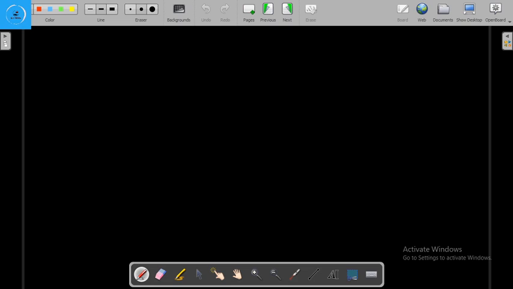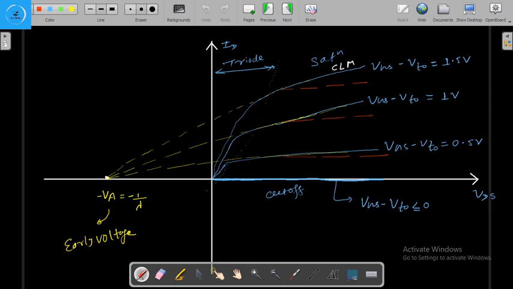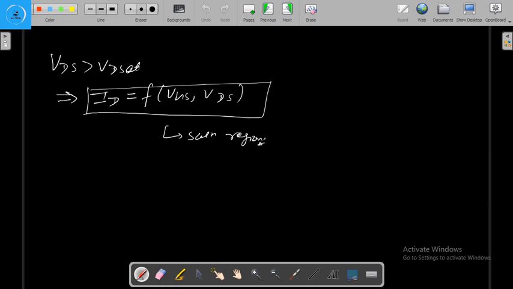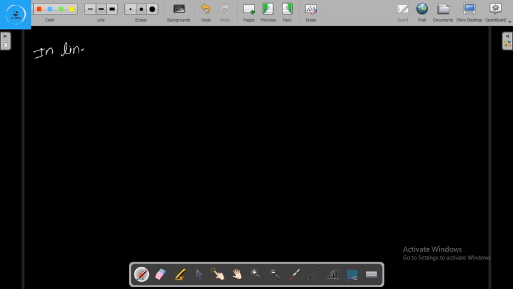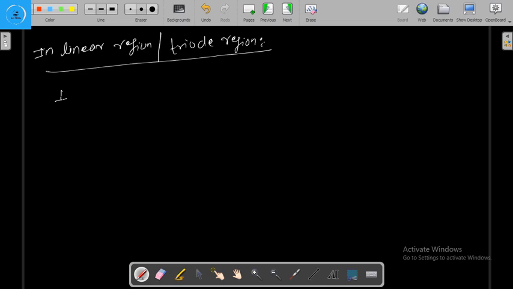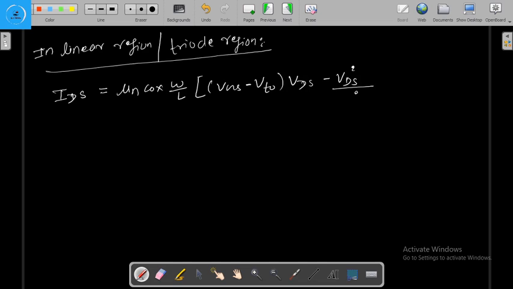So we know, let's see from here, in the linear region, or the triode region, or the ohmic region, the drain current equation is IDS equals mu n COX W by L, times VGS minus VT naught, times VDS minus VDS square divided by 2.